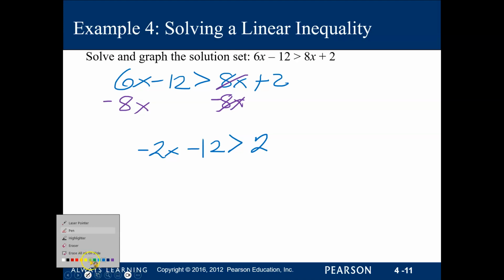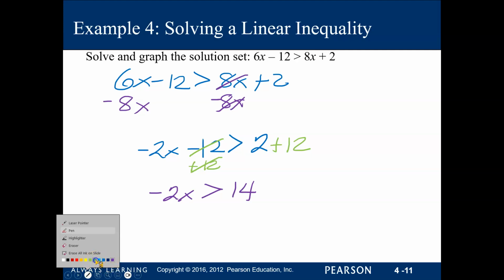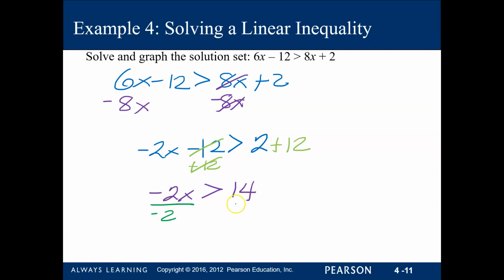Now we want minus 12 to be on the right side. So we are going to add 12 on this part. So this is going to be 0, and we add 12 over here. And so now our inequality is going to look like negative 2x is greater than 2 and 12. That's going to give us 14. And to isolate x, we need to divide by negative 2. Divide both sides by negative 2.